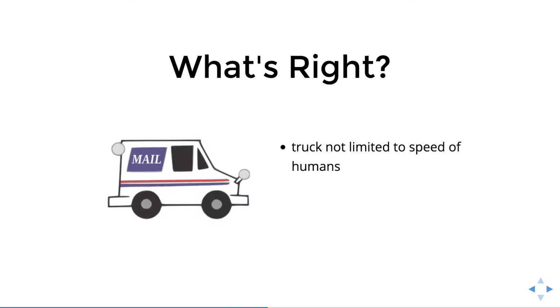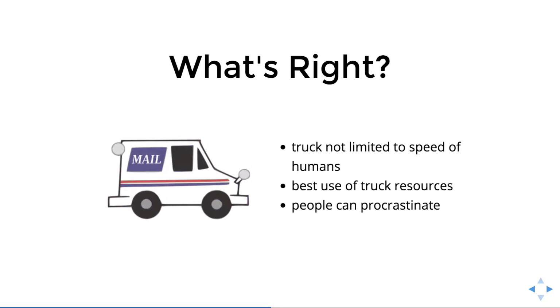All right. So what's right? The trucks aren't limited to the speed of humans, right? The bottleneck here is the humans, not the truck. And as far as the truck's concerned, it's the best use of the truck resource. It just follows along, does its thing, moves on, comes back. And then people can procrastinate. They can pay right away. If they need it right away, then they probably need to go do something else, like pay online or whatever. Okay. So basically the CPU and the I/O, they work in async, right?